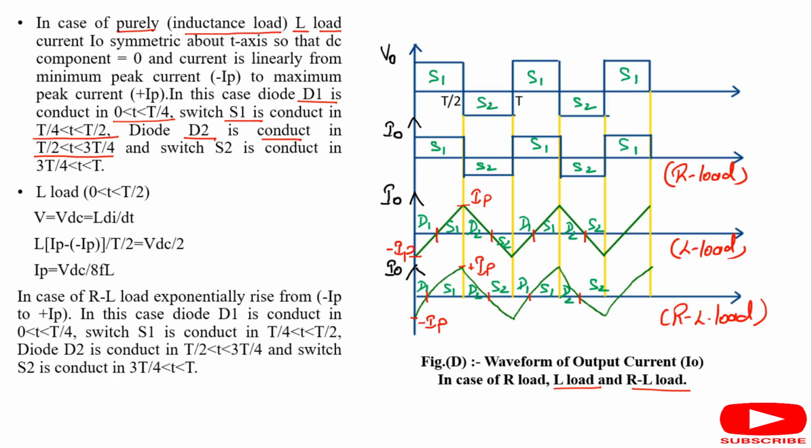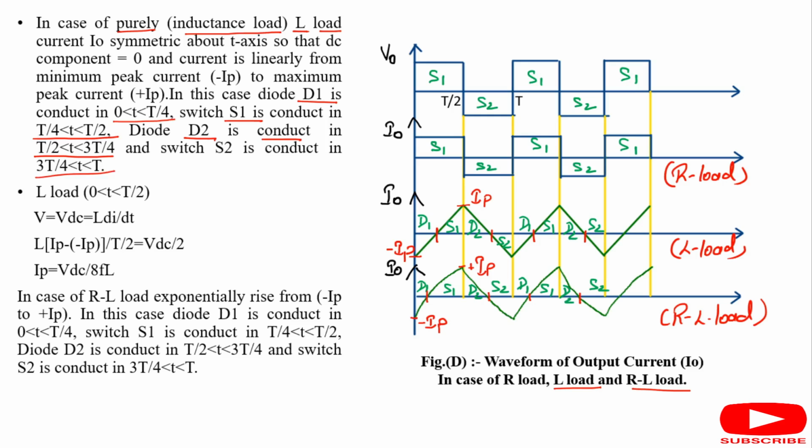So that's why D2 conducts for the time period of T by 2 to 3T by 4, and for switch S2, the direction of the switch current S2 and the direction of the load current I0 are in opposite directions. So that's why switch S2 conducts for the time period of 3T by 4 to T.